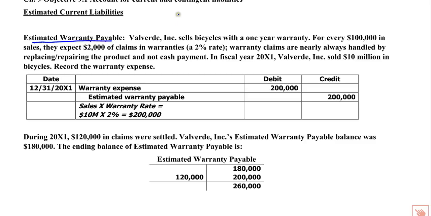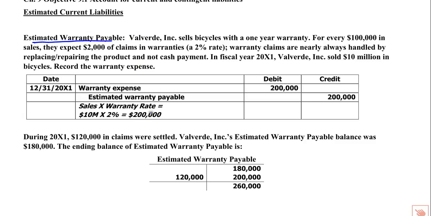Okay, so Valverde Incorporated sells bicycles. They have a 1 year warranty, and from their experience, they know that for every 100,000 in sales, they expect 2,000 in warranties. So it's a 2% rate. Warranty claims are almost always handled by replacing or repairing the product, so we don't have any cash payments associated with it. In year 2001, they sold $10 million.